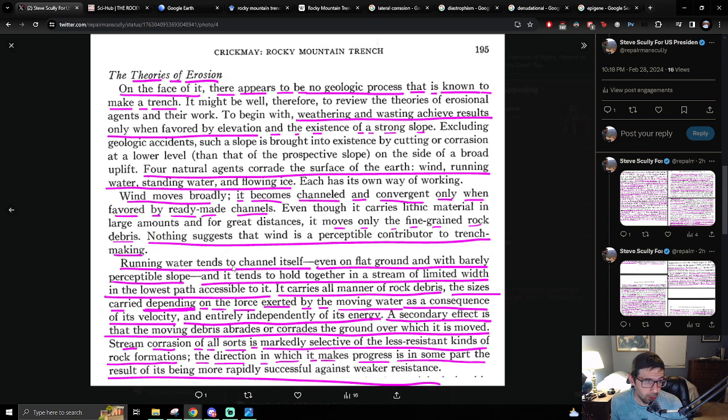Running water tends, or any trench really, wind is probably not related to trench making, but it probably does more than is appreciated, is my point. Running water tends to channel itself. Check, that's in the direction we're talking about.